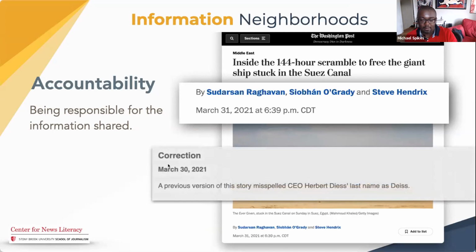Also, outlets may publish corrections that will highlight if a wrong piece of information was included in a story and tell us what they did to correct that information, and not just doing so blindly, even if these are small things such as misspelling a name. So these, among other things, can help news consumers make decisions on the credibility and reliability of the outlets publishing the information.